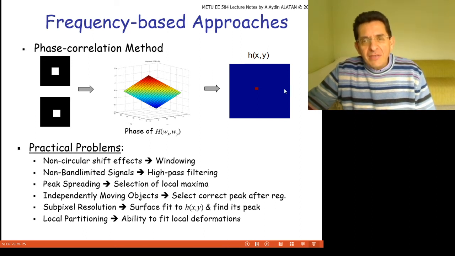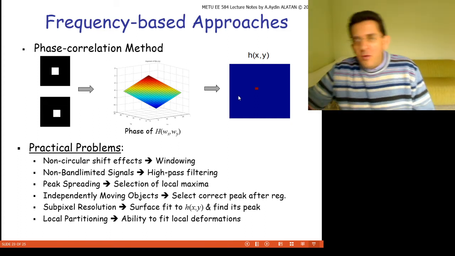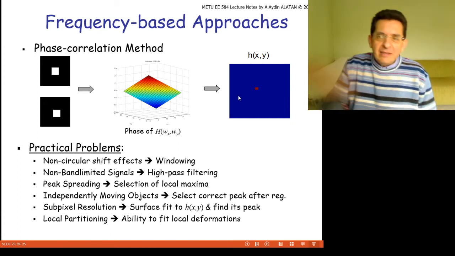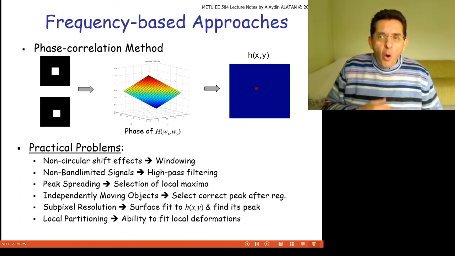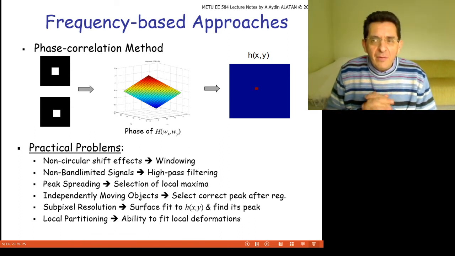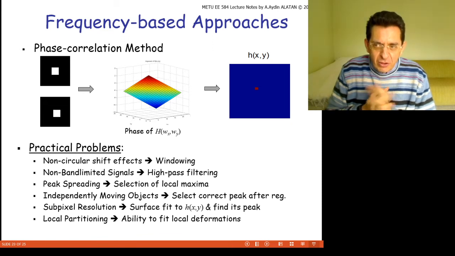you have such beautiful impulses, but in real life, obviously, when I move from here to here, there is nothing coming circularly from the other side. Therefore, all the things I have told you until now are based on the assumption of a circular shift. If it is not, people are using some tricks.